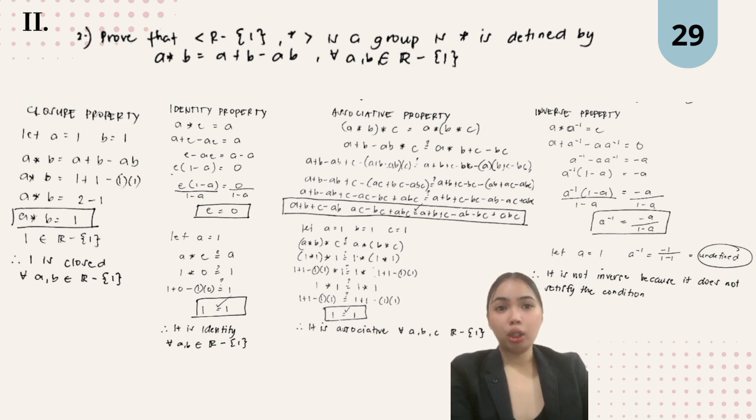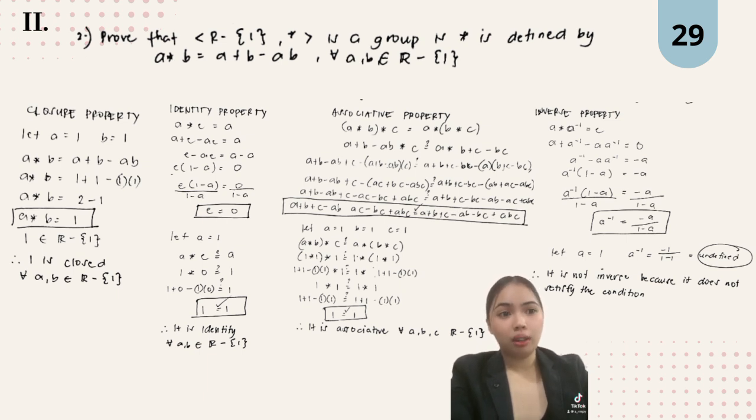Next, let's proceed to number 2 of test 2, which is to prove that R minus 1 with star is a group and is defined by A star B is equal to A plus B minus AB, wherein for all A, B is an element of R minus 1. As you can see, it does not satisfy the definition of a group. Here in closure it is closed, and in identity it has been satisfied.